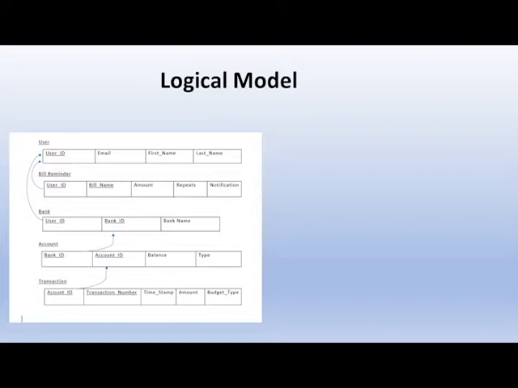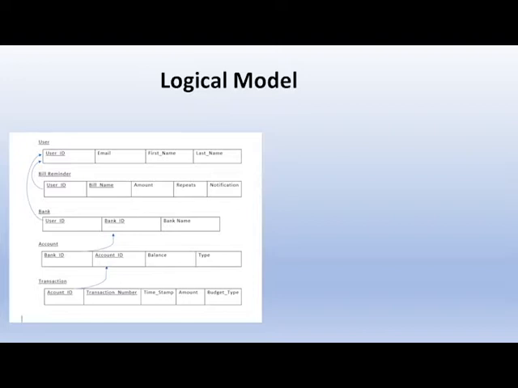primary and foreign keys. And immediately we realized that user is going to have a primary key, and that is going to be user ID. There's going to be 2 rows that connect to that primary ID in user. The first would be bill reminder. The foreign key there would be user ID, connecting to our primary key, user ID, in user.